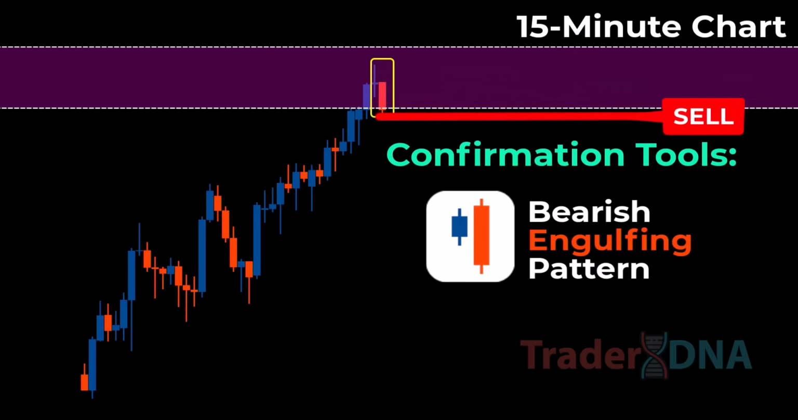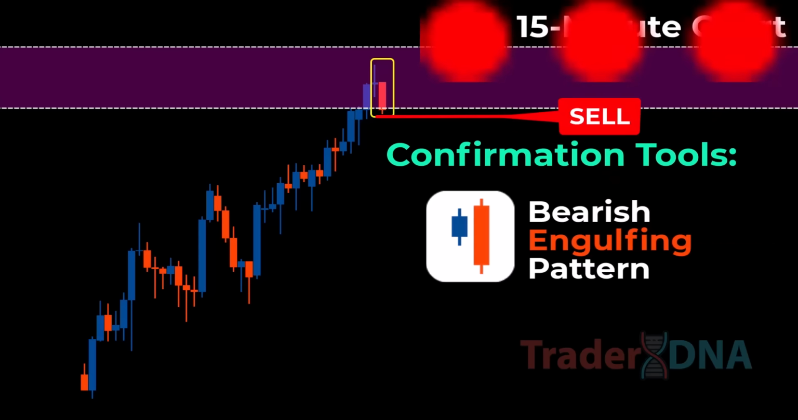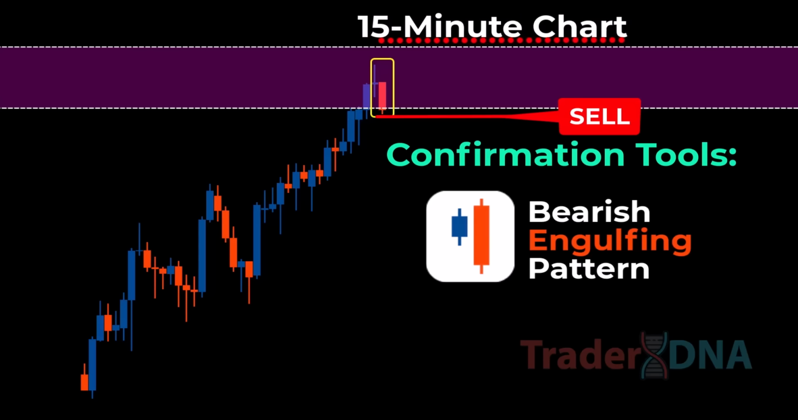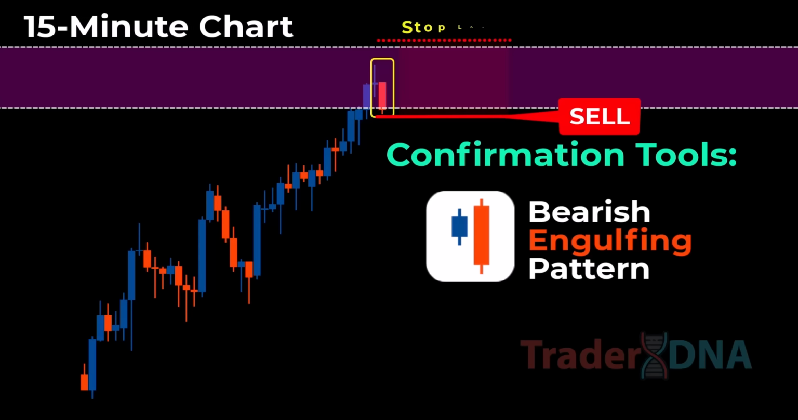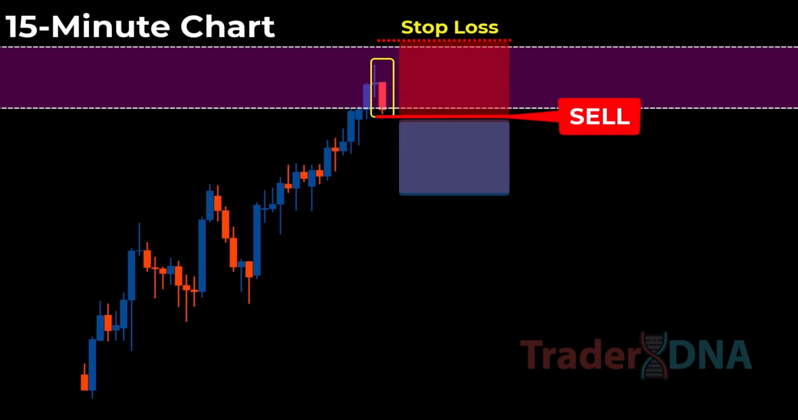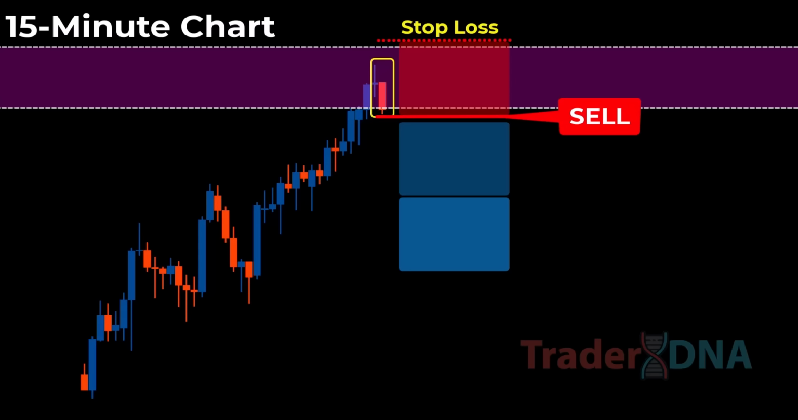Once that pattern prints, you enter a sell trade right after it forms. Put your stop loss just above the order block and set your take profit at 2 times your stop loss. That's a solid risk to reward, and this setup can deliver strong profits.